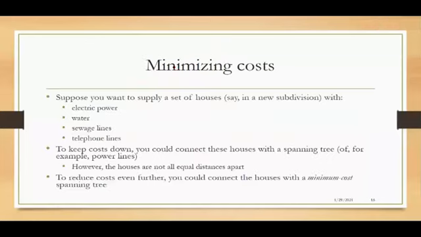Before that, let's see the application. Suppose you want to supply a set of houses with electric power, water, sewage lines, telephone lines. To keep costs down, you could connect these houses with a spanning tree for each of them. So you can create a spanning tree for power lines, for water line, etc. However, the houses are not all equal distances apart. To reduce costs even further, you could connect the houses with a minimum cost spanning tree. Okay, so this is another application.